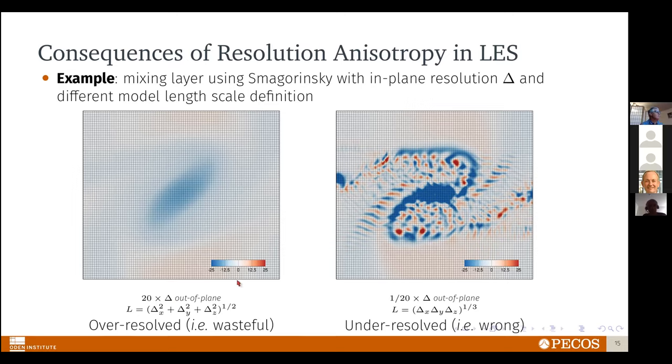Okay? And it all depends on how you set the length scale that you're going to use in formulating your LES model. If you use a common diagonal form in this context, you're going to grossly underestimate your resolution capacity, and you'll end up over resolving, and that's wasteful. Even worse is in this case where things are much finer in the direction orthogonal to the plane here. Another common length scale that's used is the cube root of the volume. When we use that, we end up grossly under resolving. So of course, this is just wrong. And so we need to account for this anisotropy of the resolution as we formulate an LES model.